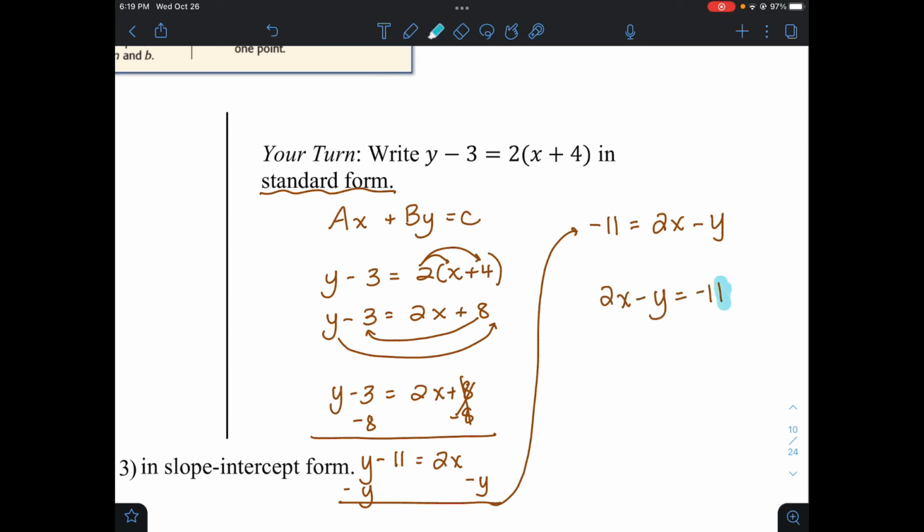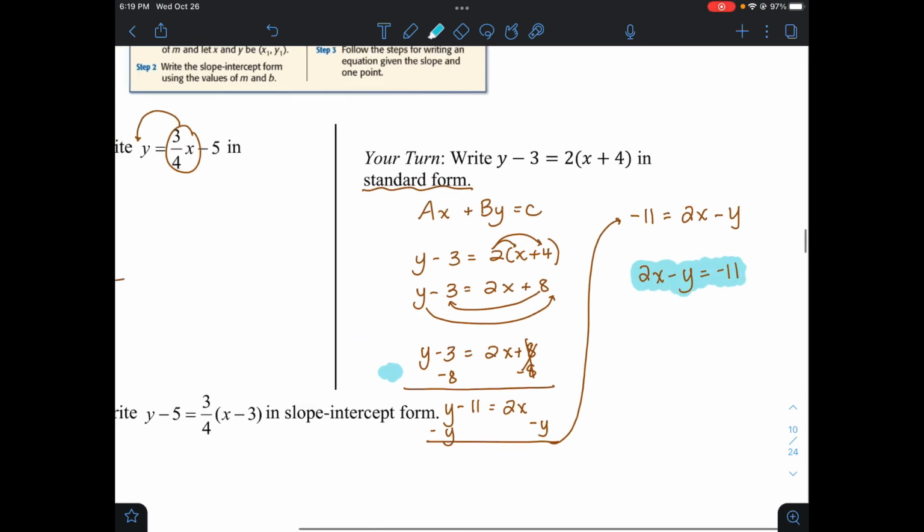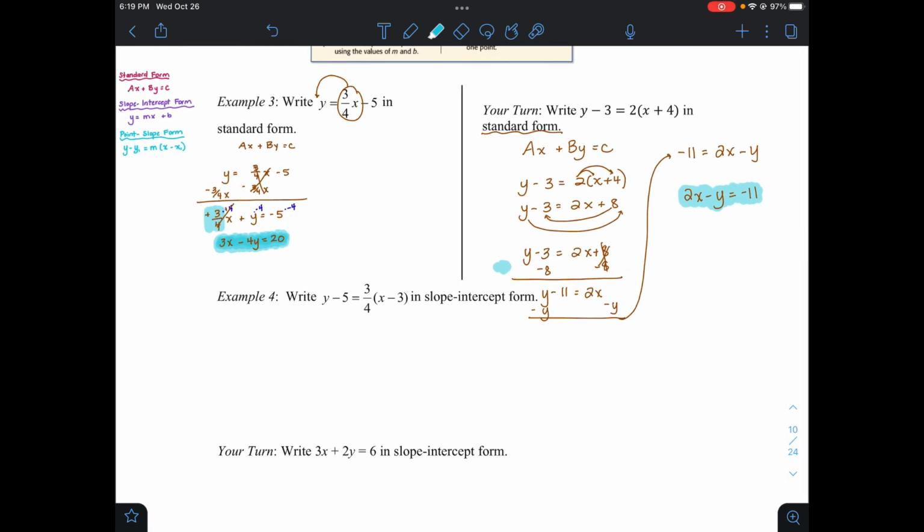All right, so I did a whole lot of just moving there because I wanted my 2x to remain positive. So I took my positive 8 to the left-hand side, which I did here, and then I needed my y to be over with the x since they want it standard form, so I subtracted y from both sides. All right, last example, last your turn.